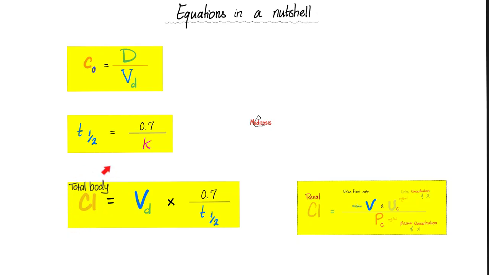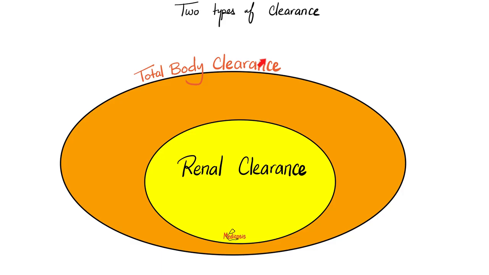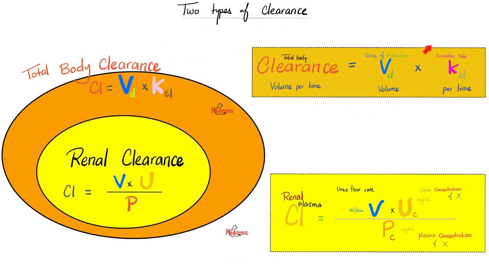This is total body clearance. This is just renal plasma clearance. Total body clearance is of course more inclusive and more comprehensive than the renal clearance. Renal clearance is just talking about the renal plasma clearance. Is plasma the only game in town? Not true. You also have to account for the tissue. Total body clearance is here. It's the volume of distribution times the K elimination or the elimination rate. But the renal plasma clearance is good old VUP.